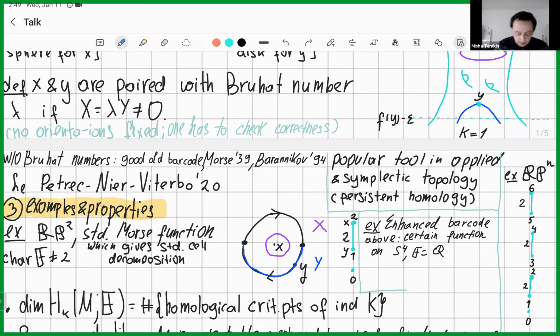Yes, so depending on the field, the number of homological critical points is the dimension of the homology of M over this field. So surely, if you vary the field and fix the function, you will get different barcodes, but the points will be the same. So the points will be the same, but the pairs will be different.